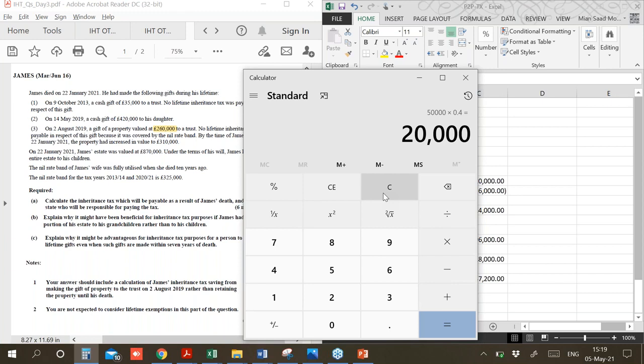20,000 is the amount of IHT that James has saved by making this transfer earlier and not retaining it in the death estate, because otherwise its value would have increased to 310,000 and he would have to pay the tax on 310,000. So that is the additional amount of tax that he would have paid, but now he has saved by making the transfer earlier.